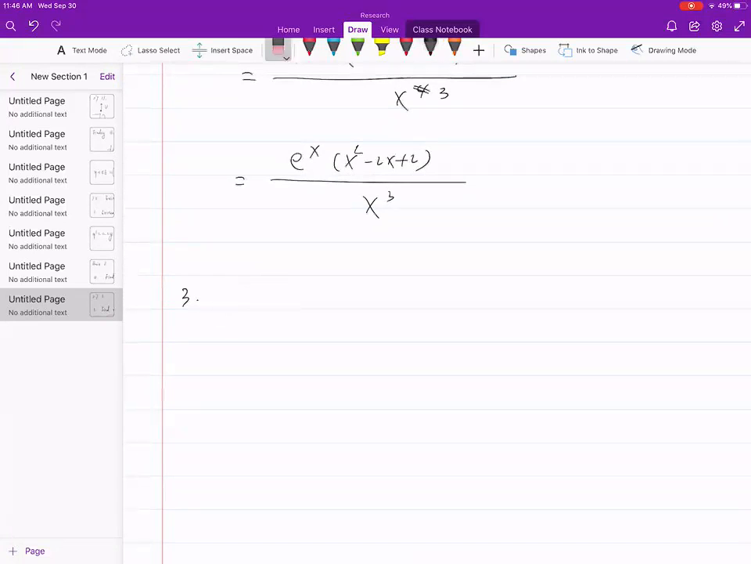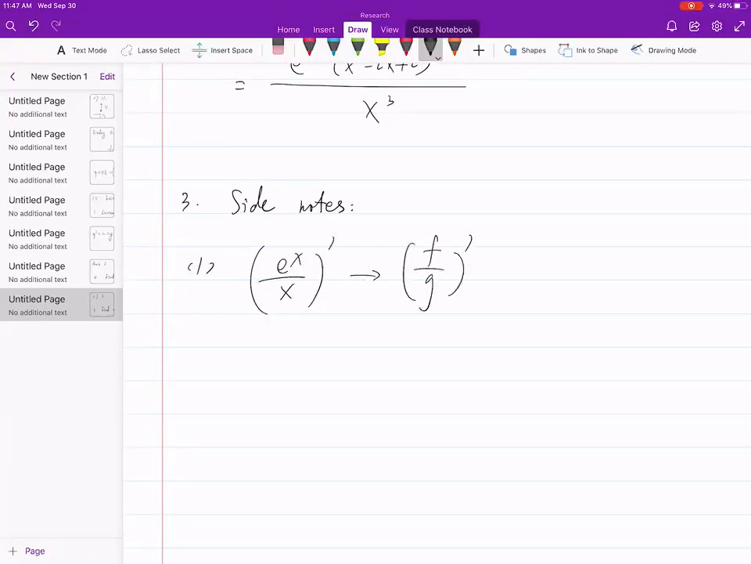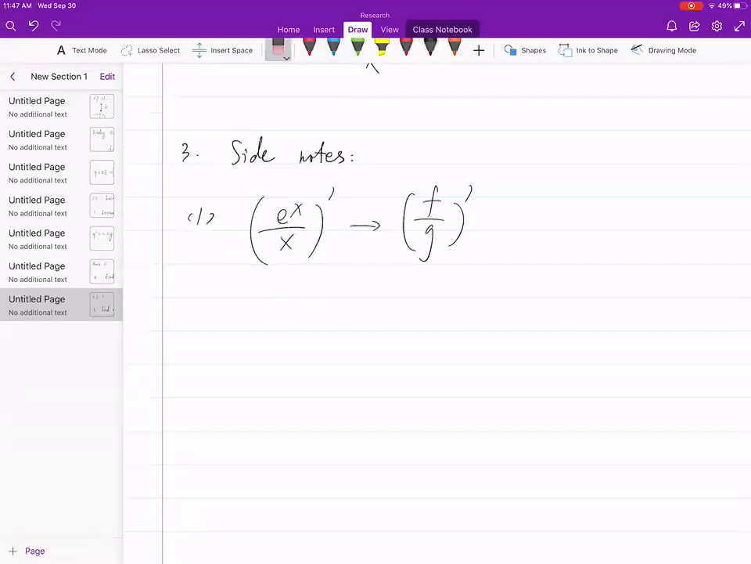All right, number 3, some side topics really quick. They're not important, but they're a natural extension, worth mentioning. The first one is this, the one we just did. Quotient rule or product rule. Clearly, this is a quotient rule. Good so far?